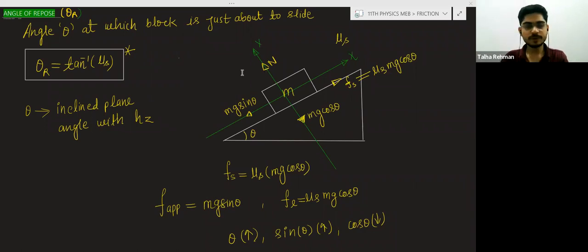This concept we will use in the next class. Sometimes they will give you the coefficient of static friction. From that you will calculate the angle of repose. Then you will decide whether theta is greater or theta r is greater. And then you will decide whether the body is at rest, in motion, or at the verge of motion.